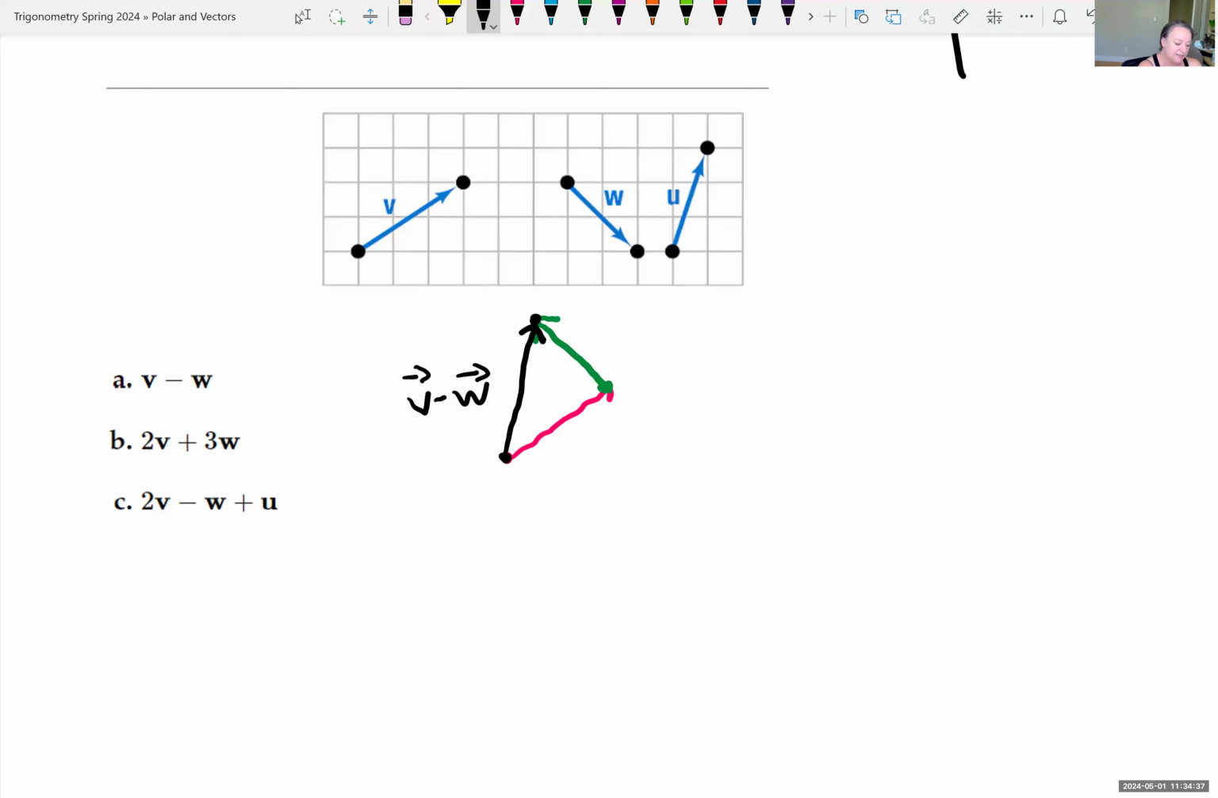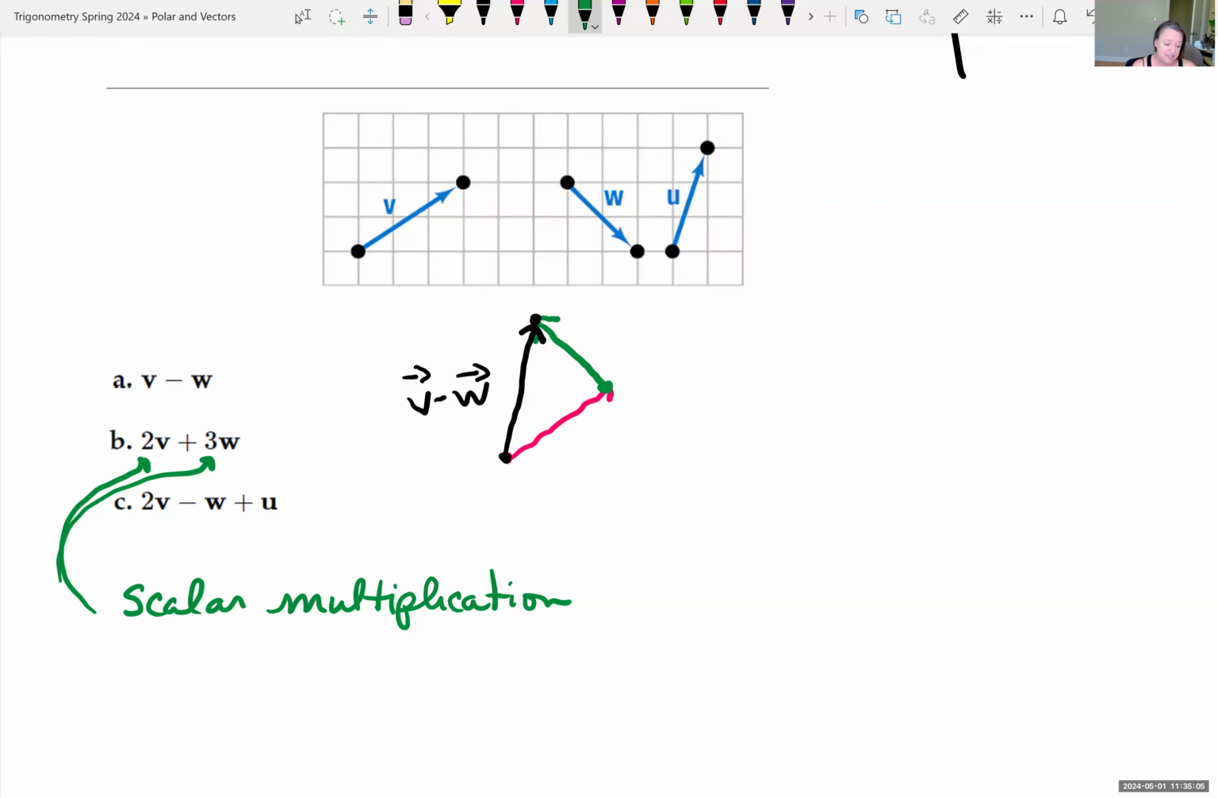So notice that in the next example, we have 2 times v plus 3 times w. If we have a number out front of our vector, that is called a scalar. So we're doing scalar multiplication here. Basically that 2 in front of the vector v is doubling the length of v. V is going to be going in the same direction, but it's going to double.